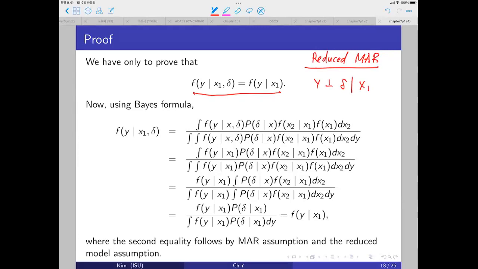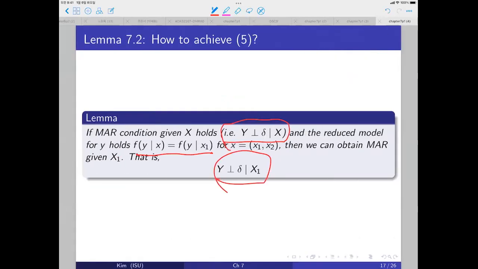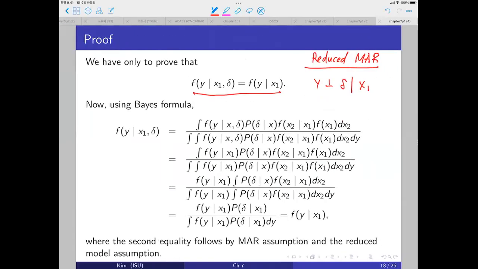We want to show this one from MAR. Remember MAR and the reduced outcome model, right? Reduce the model. So let's move on. So, okay, how to prove it?